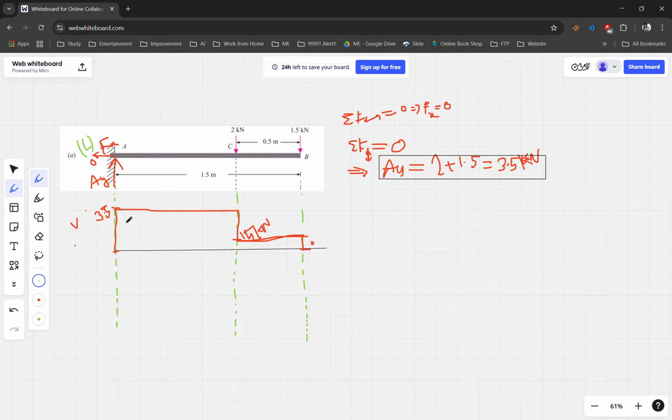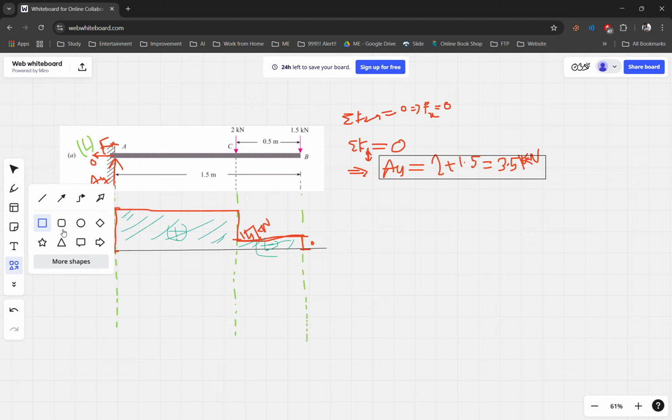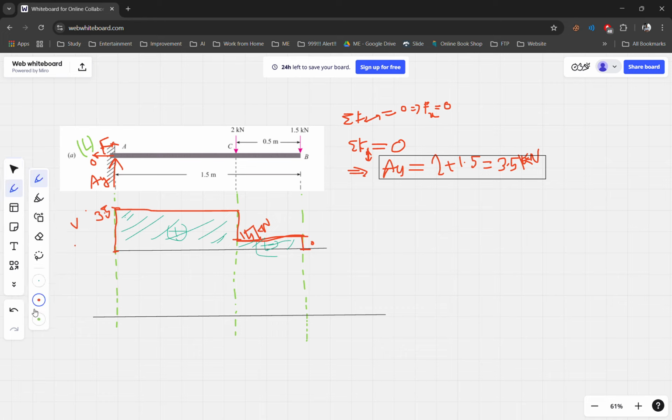Let me change the color. As this is in the positive direction, this will be our positive shear. Okay, so let's go to the next diagram. This is our SFD, and now we are going to draw the BMD diagram.